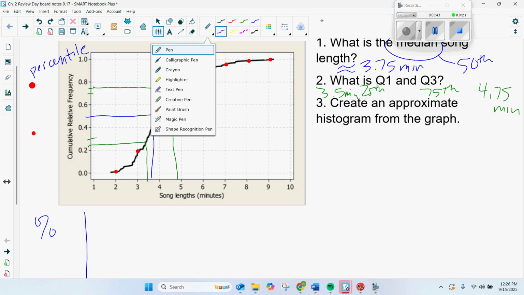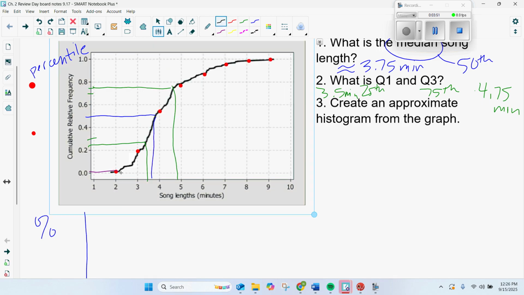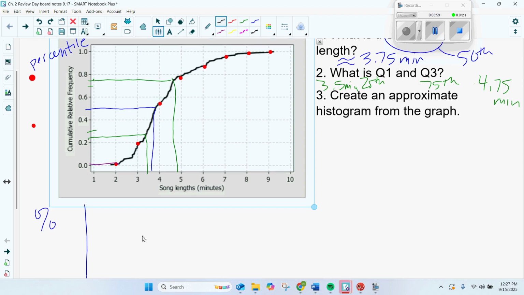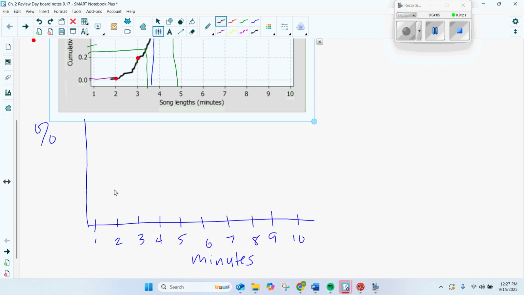Okay. I think the thing that is perhaps a little bit tricky with this is you need to make sure that you are looking not at the cumulative, but more like what the change was. So I'm noticing that at 2, it's just barely above 0. So I'm going to make a bar from 0 to 2 that is just barely above 0. Let's say we're going to go by 5s.